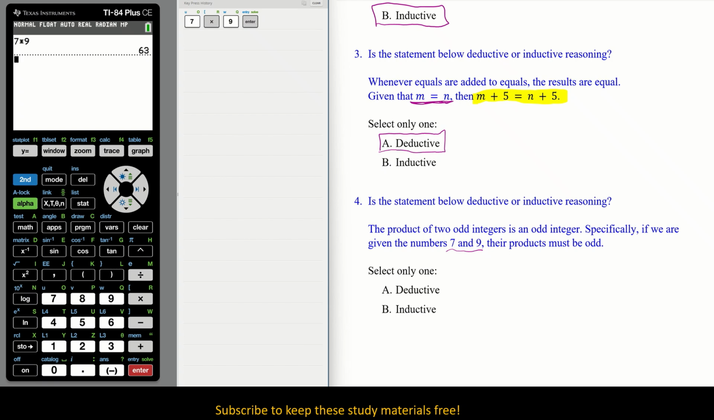So obviously, we see that that's odd. And you could try other things for your example. So they are starting with a generality and going to the example and where you could do your own examples. So that is deductive again.